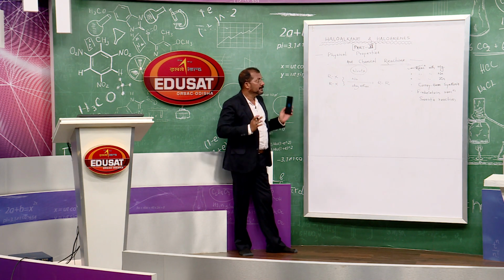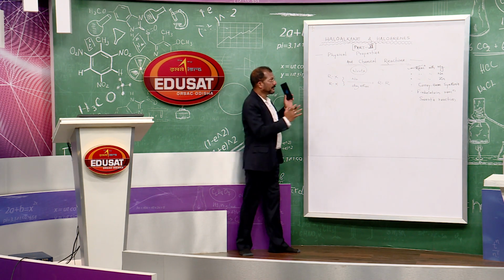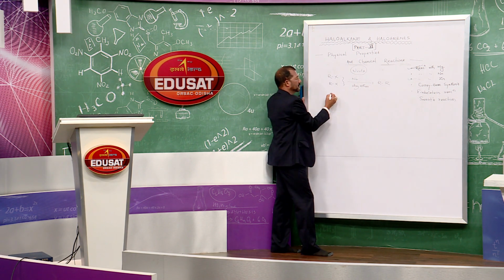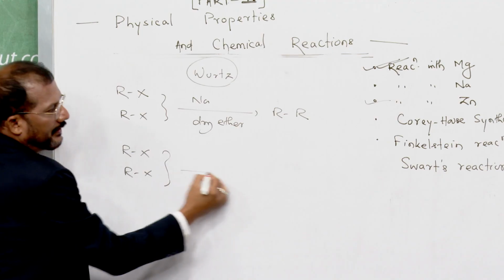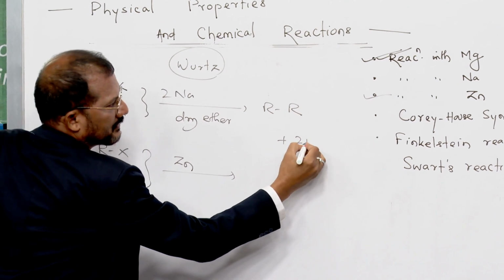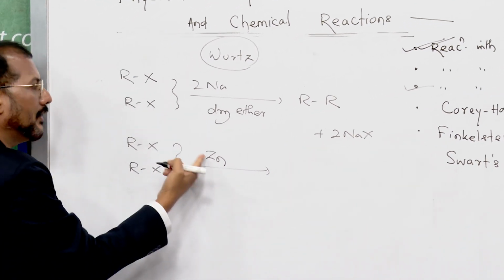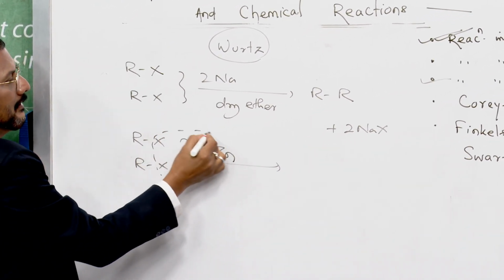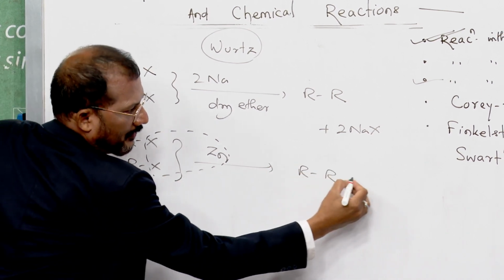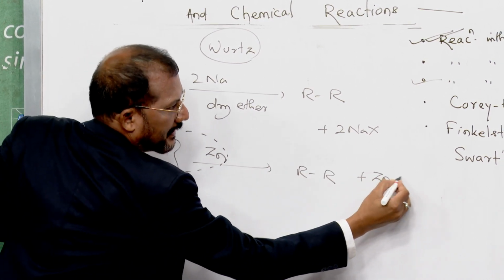But a lot of things we have to read. The same reaction also happens with zinc. Alkyl halide and alkyl halide when treated with zinc, here 2 sodium are necessary, which are produced as 2 sodium halide, but here 1 zinc is able to carry out the reaction. Here also we will be getting the same product R-R plus ZnX2.